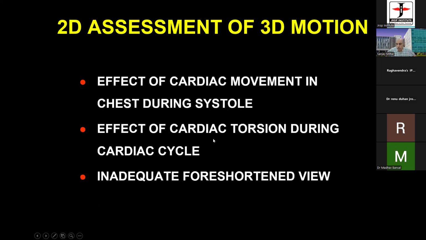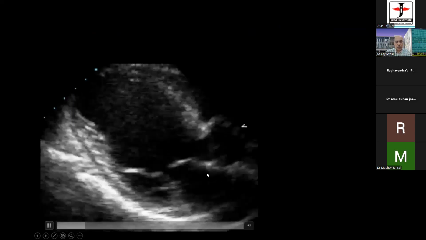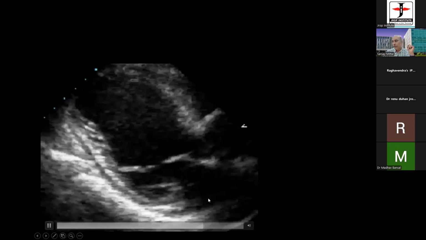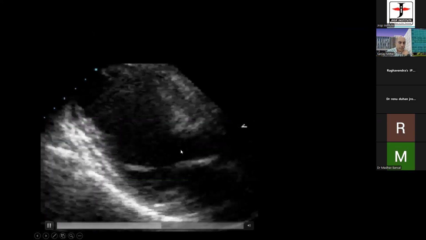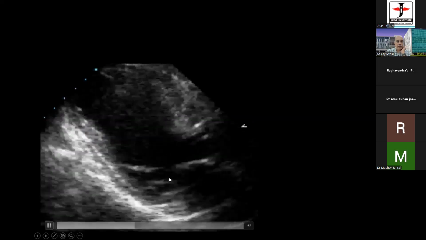So I have to also communicate there are certain fallacies we always look at, and that is because of the fact that it is a two-dimensional image we are looking at, and the heart has a three-dimensional motion. It is not only contracting, it is also shortening in the length and also writhing movement is there. So I have to ask you a few questions, and you have to just understand what I'm trying to say here. This is a parasternal long axis view, the basal anterior septum, mid anterior septum. Let's forget the posterior wall for now.